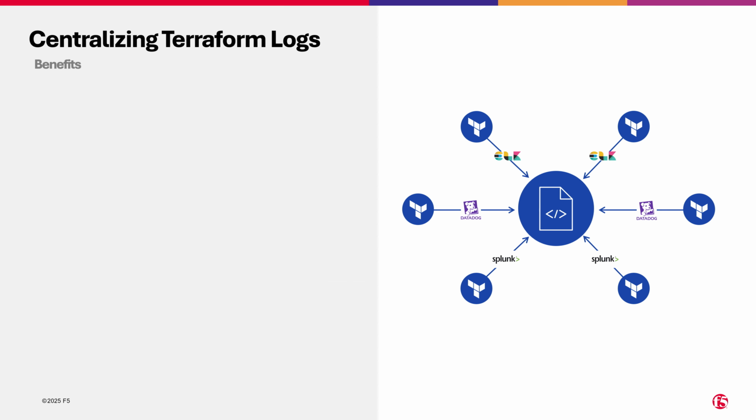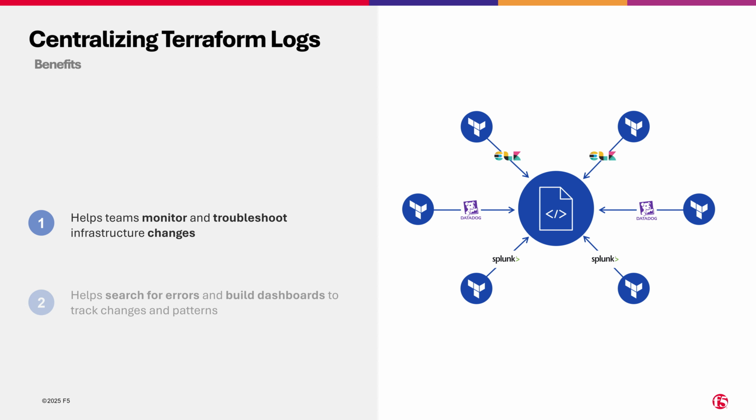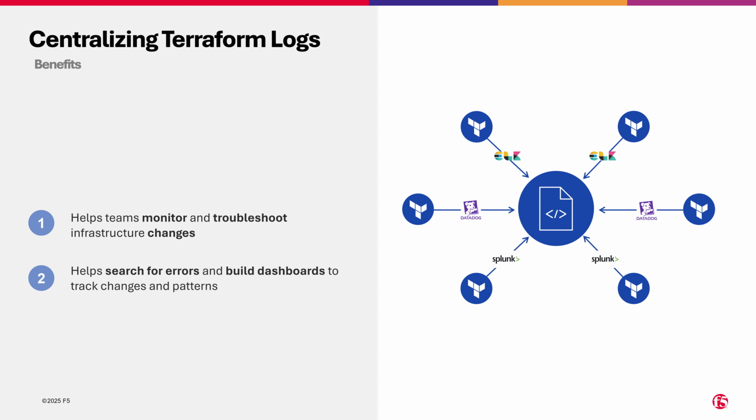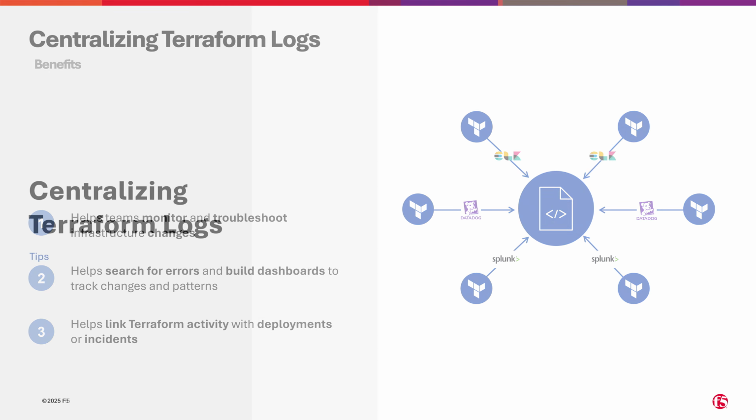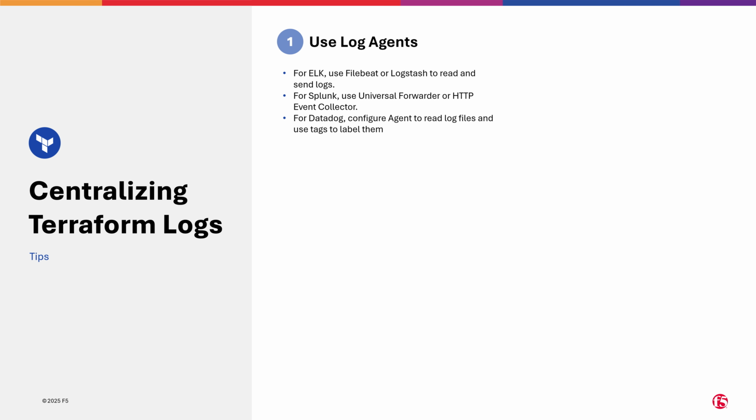Centralizing Terraform logs using ELK, Splunk, or Datadog helps teams monitor and troubleshoot infrastructure changes. With centralized logs, teams can search for errors and build dashboards to track changes and patterns. These logs also help link Terraform activity with deployments or incidents. Use log agents to send Terraform logs. For ELK, use Filebeat or Logstash to read logs and send them to Elasticsearch. Configure them to parse plain text or JSON logs.